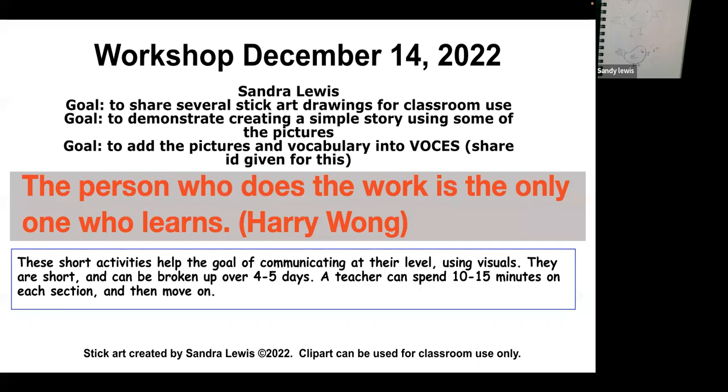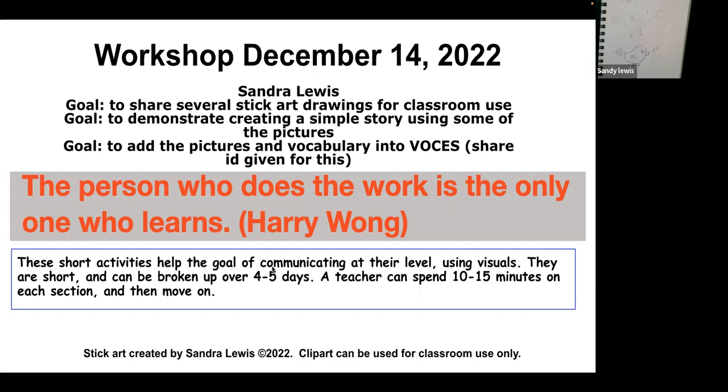So I shared these drawings, which I love. I could have done a bazillion more drawings, places, things like that. And to demonstrate simple stories, how to use them on Google Slides, and then putting them into the Voces. So I found this from Harry Wong.